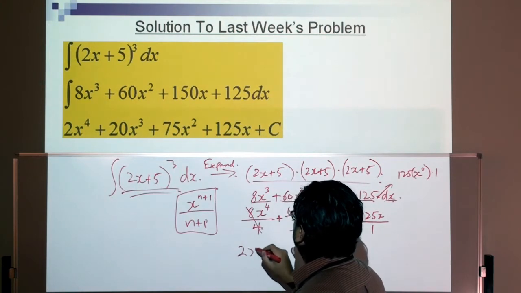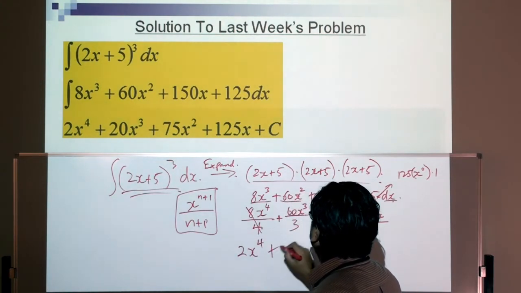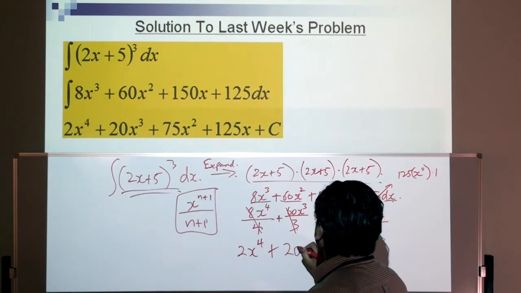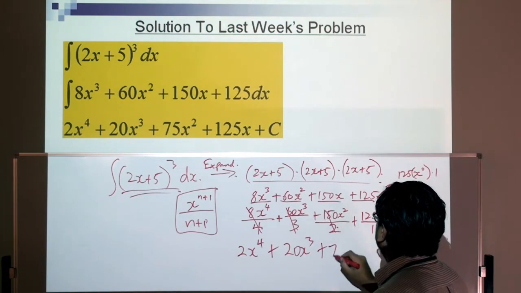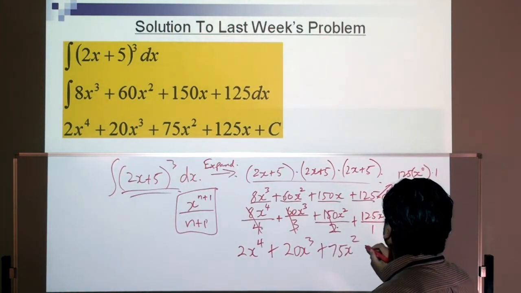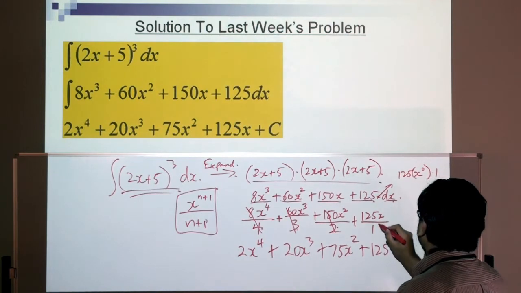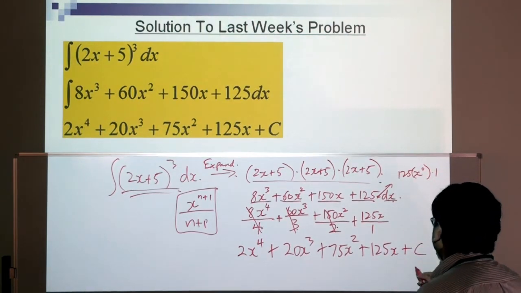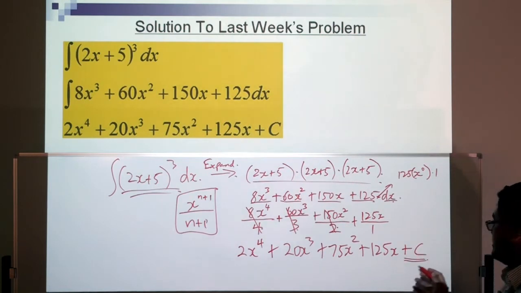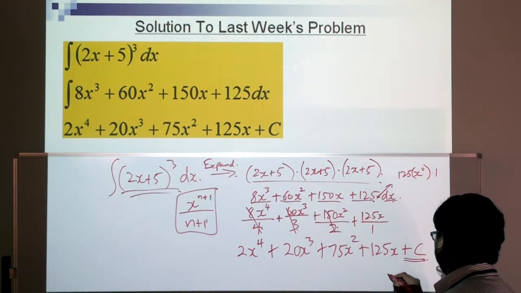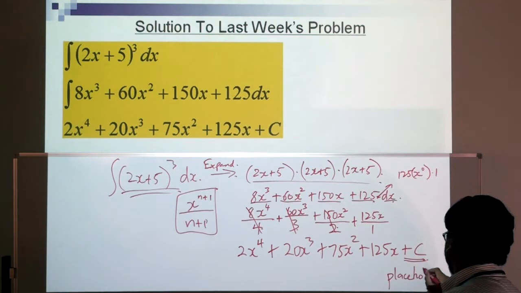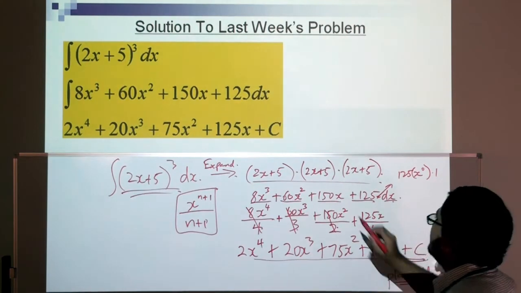That becomes 2x to the power of 4. That becomes 20x cubed. 150 divided by 2, that's 75x squared, plus 125x, plus c. Don't forget to add the c at the end, the constant. Okay, because this c can be plus 100, plus 200, plus 3, plus 4. So that acts as a placeholder for any number, and that's our answer there.